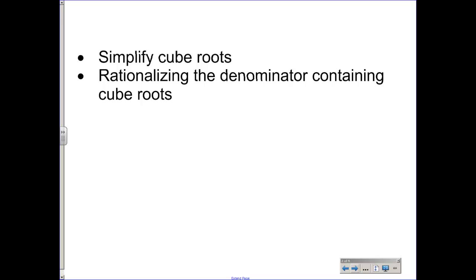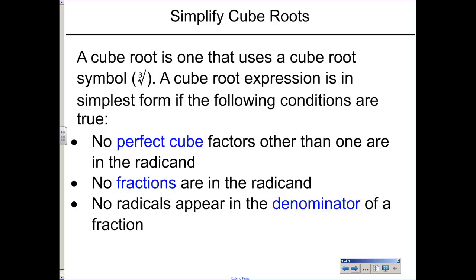Here we're going to talk about how to simplify cube roots and how to rationalize the denominator that contains cube roots. It's this one right here, rationalizing the denominator, that really causes students the biggest problems because it involves cube roots. To simplify a cube root, it's going to be very similar to simplifying regular square roots. A cube root has a cube root symbol in it, which is really similar to a square root, only it has a 3 there indicating the third root, not the second root.